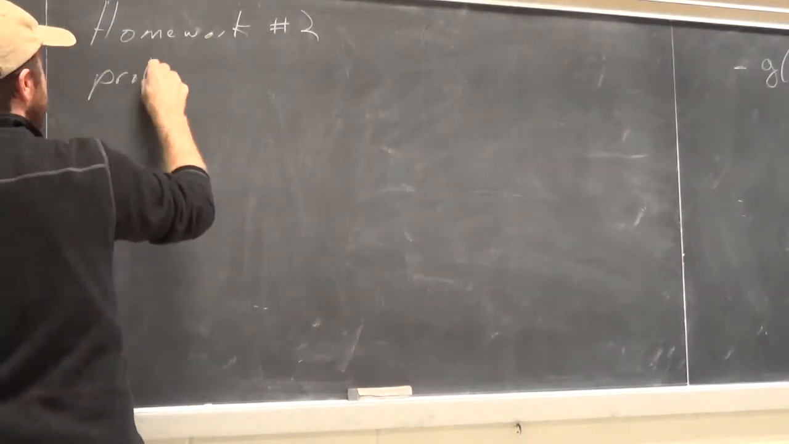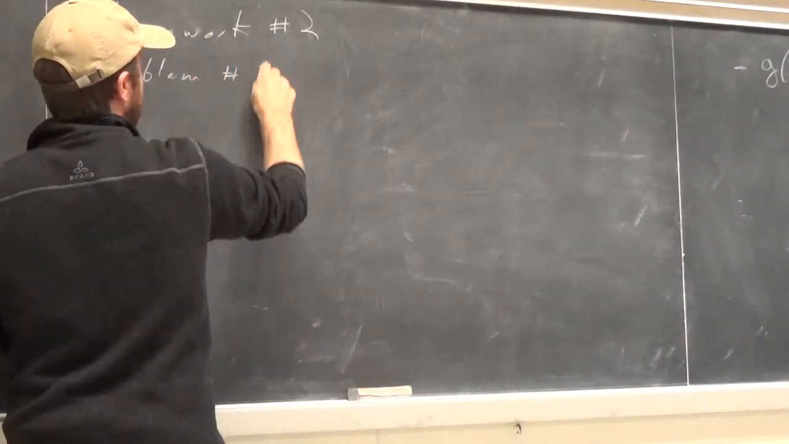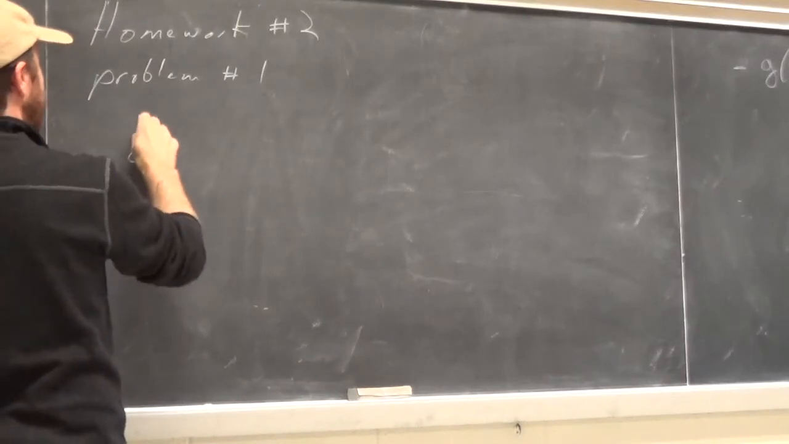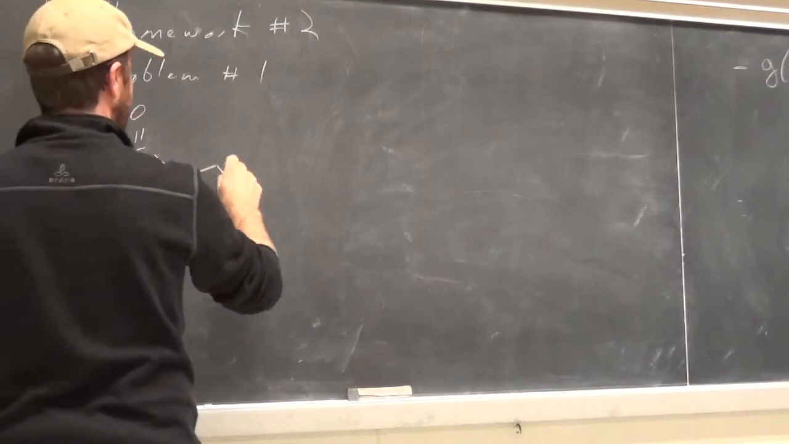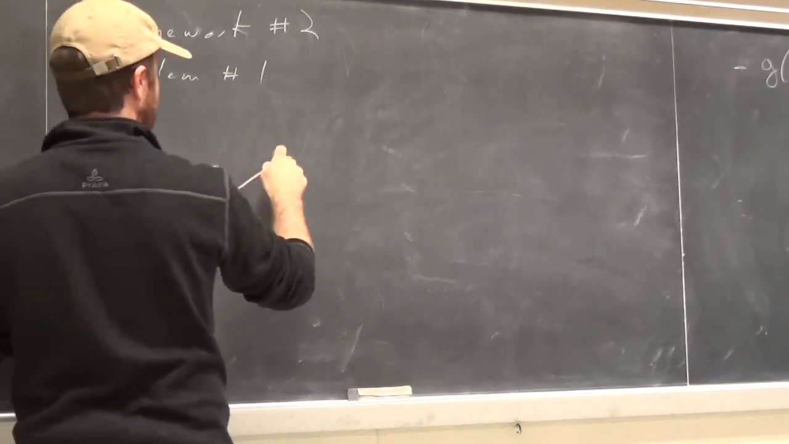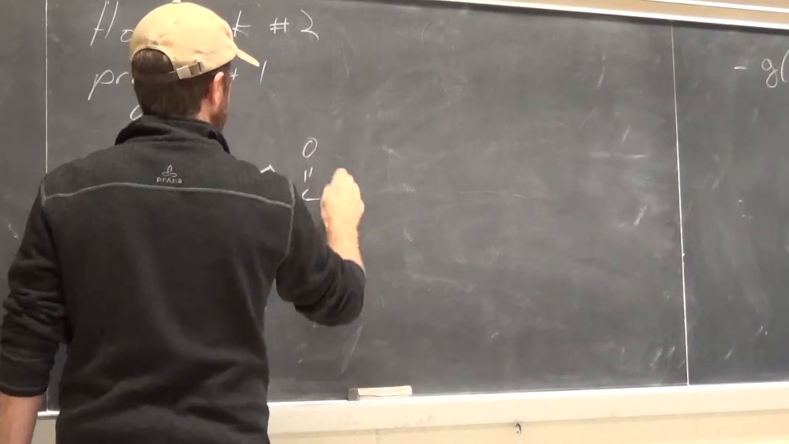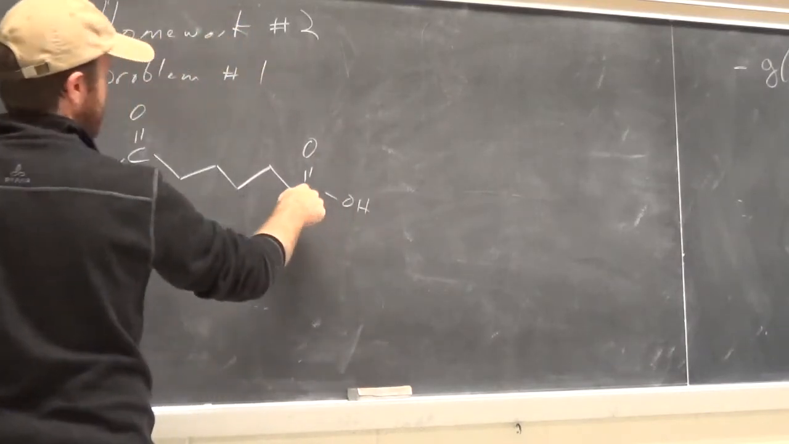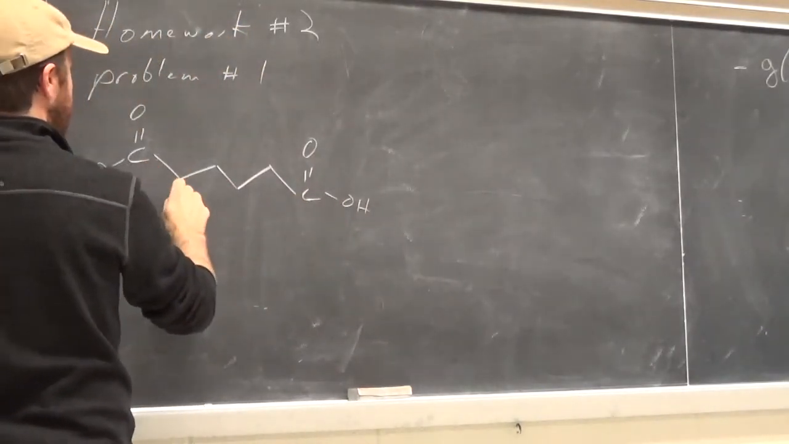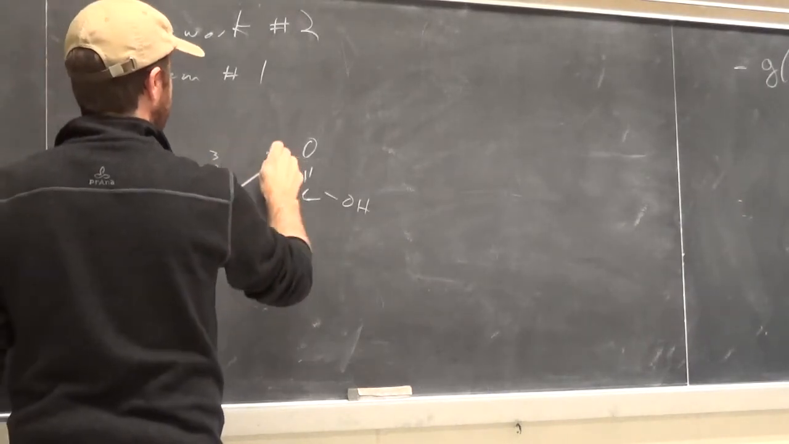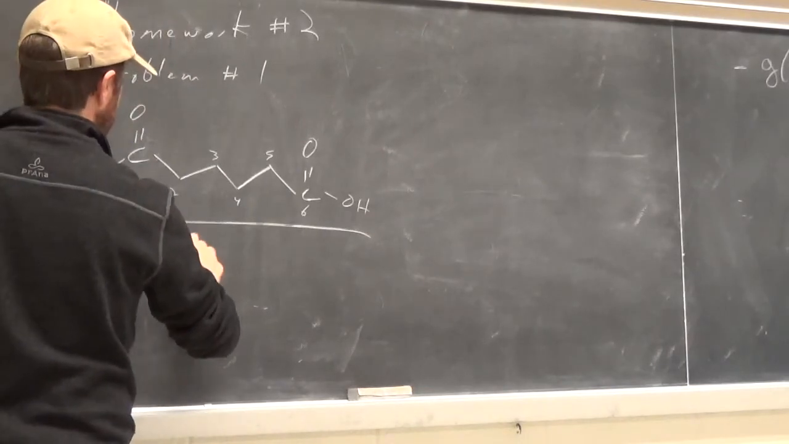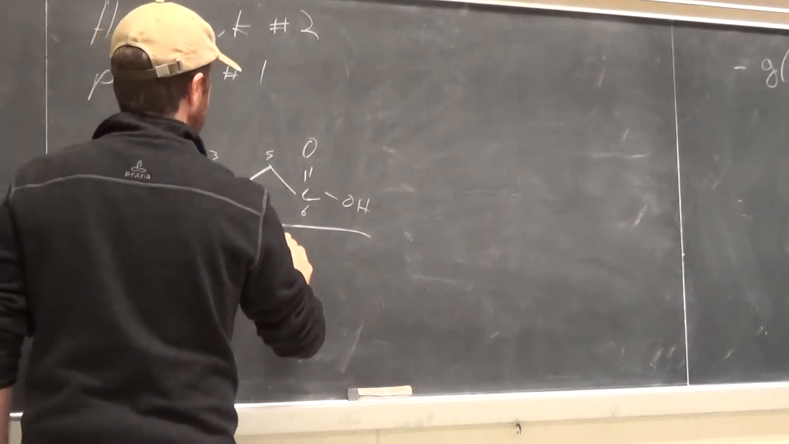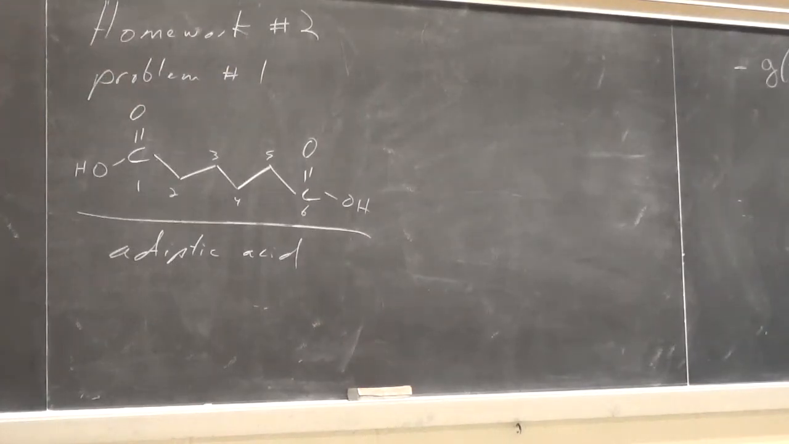Problem number 1. It's for adipic acid, right? Yeah. 1, 2, 3, 4. So this is adipic acid, so this is carbon 1, 2, 3, 4, 5, 6. So this is correct. My mistake. Not 6 carbons in between the acid groups.